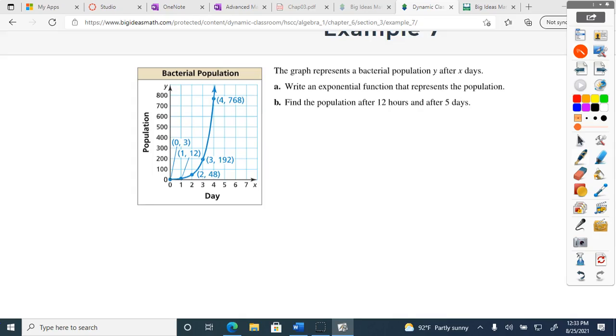All right, so here's what you need to do. Every one of these has a starting point, okay? All right, so this starting point was at day 0. We had how many?